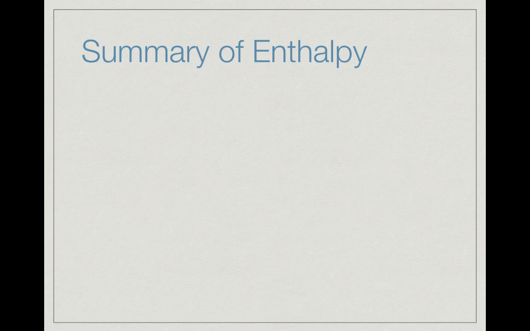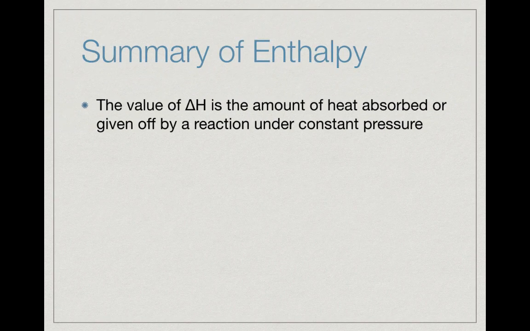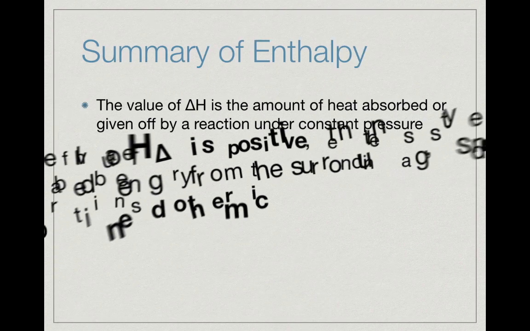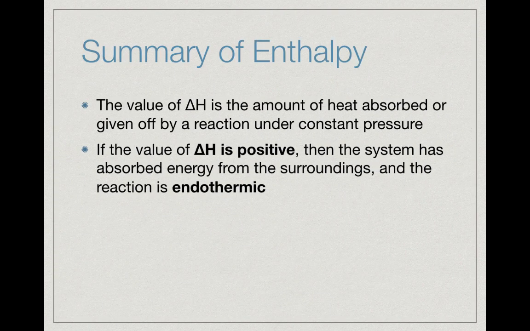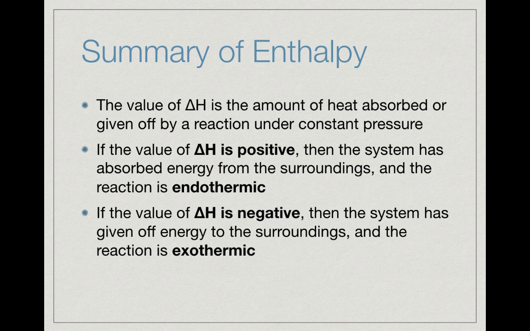So let's just summarize what we've learned about enthalpy up to now. We've got a value of delta H. It's the amount of heat either absorbed or given off by a reaction under constant pressure conditions, which is generally in an open system. If the value of delta H is positive, that means that the system has absorbed energy from the surroundings, and we're going to call that reaction endothermic. And if the delta H is negative, then the system has given off energy to the surroundings, and the reaction is exothermic.